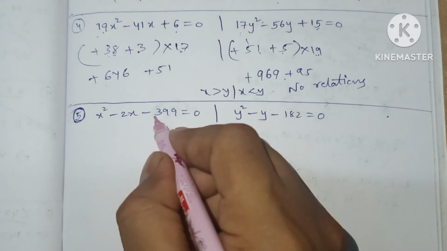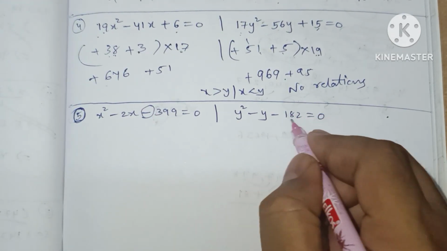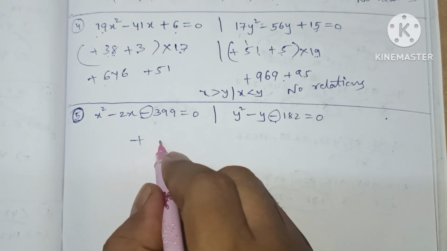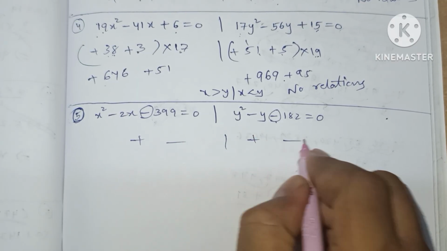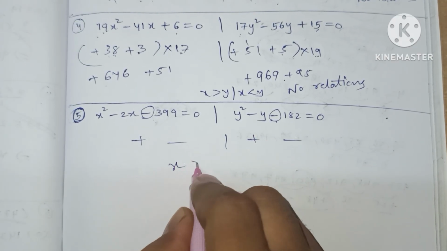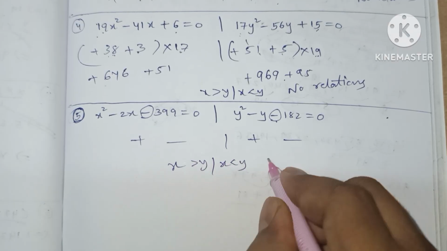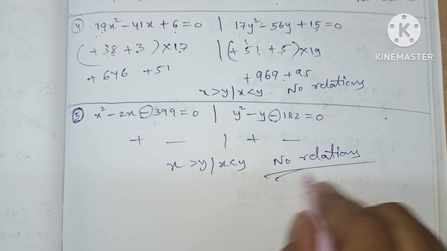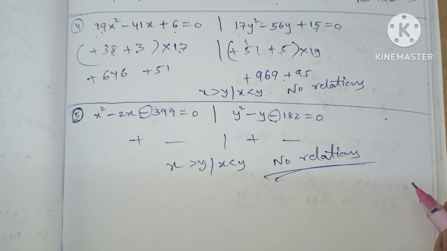Fifth one. Here is a minus at the end. Here is also a minus at the end. So the roots will be positive and negative. Here also the roots will be positive and negative. x greater than y and x lesser than y come here. So no relation can be established between these two equations.